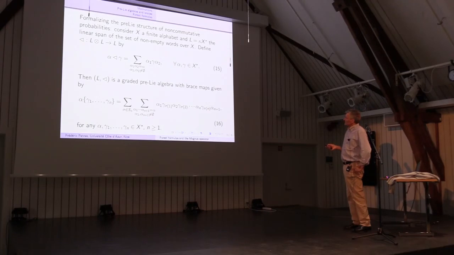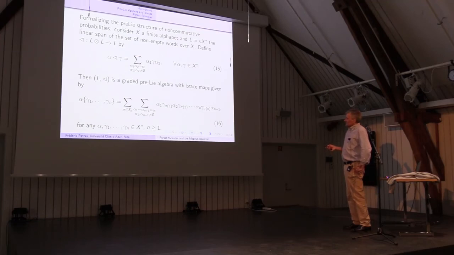So if you start now from a finite alphabet and you look at words over the alphabet and linear combinations of words over this alphabet, you can define a Pre-Lie product in the following way. If you have two words, you can insert gamma inside alpha in all possible ways. The only thing you want is that when you look at the possible insertions of gamma into alpha, when you cut the word alpha into two pieces, you don't want one of these two pieces to be empty. So this defines a Pre-Lie structure. It's easy to check.